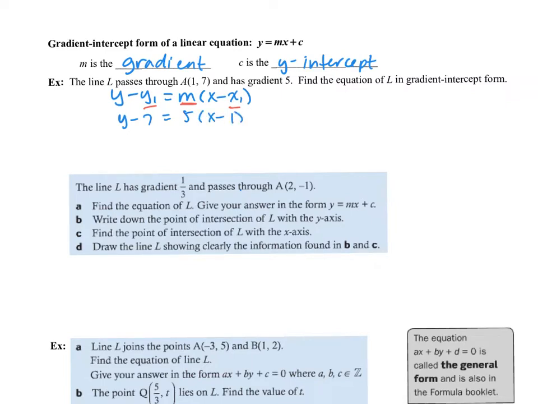All right? So now to get it in this gradient intercept form, we just need to solve this equation for y. So let's start by distributing on the right side and getting rid of those parentheses. So we have y minus 7 equals 5x minus 5, and then add 7 to both sides, we get y equals 5x plus 2. So that is the equation of the line in gradient intercept form.